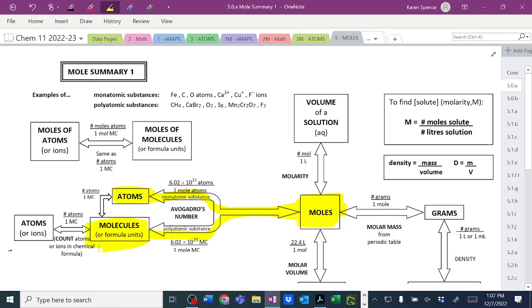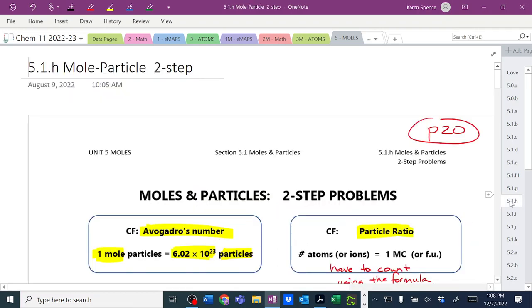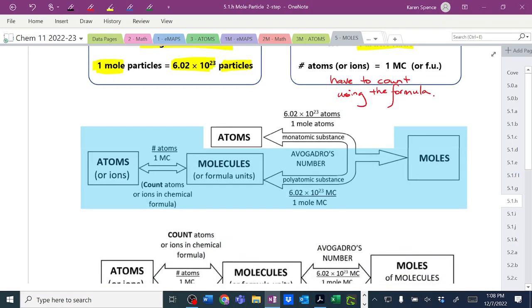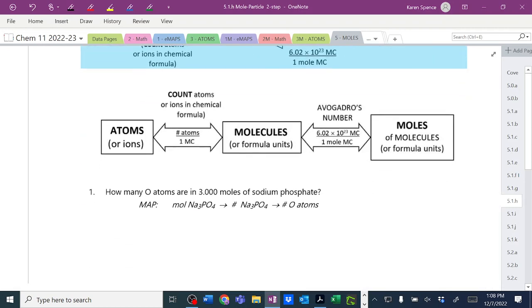So this is our little place where we can always go and look things up. But for now, we're just focusing on when we have moles of molecules, we can convert to the number of molecules, and from molecules, we can count up the particles like we just did and convert to the number of atoms. Okay? So we can use this to make a map for ourselves. Whether you choose to make a map for every question is entirely up to you. It is not a required step.